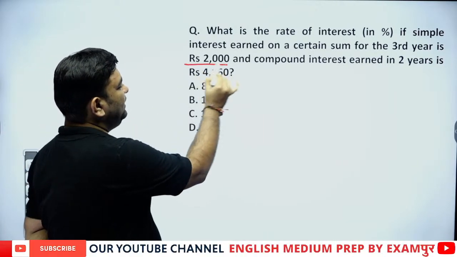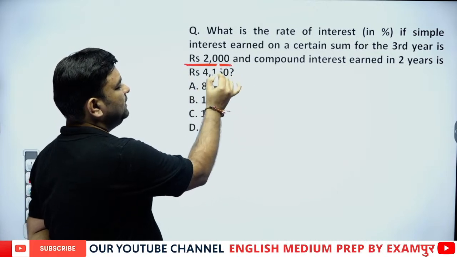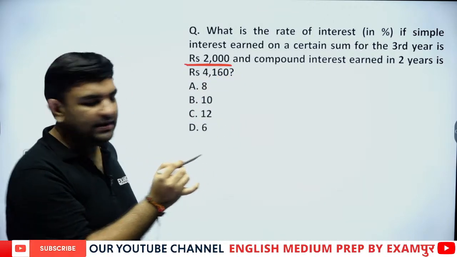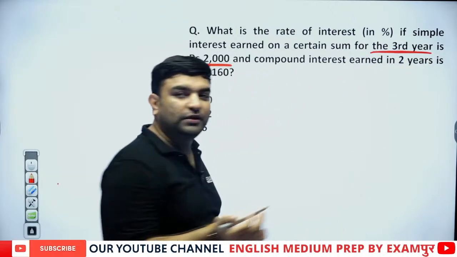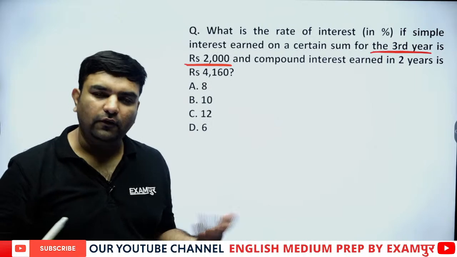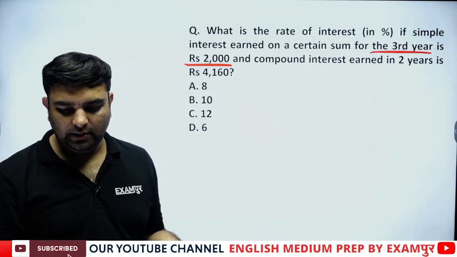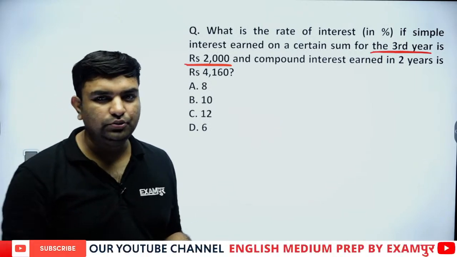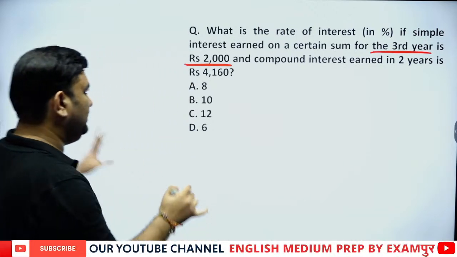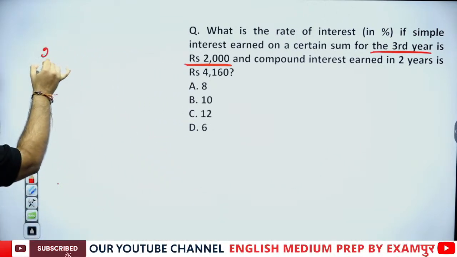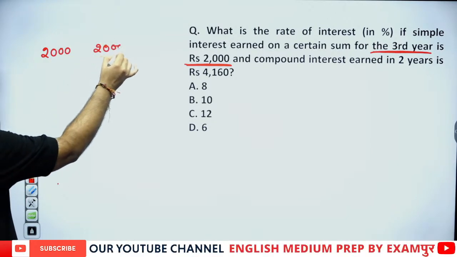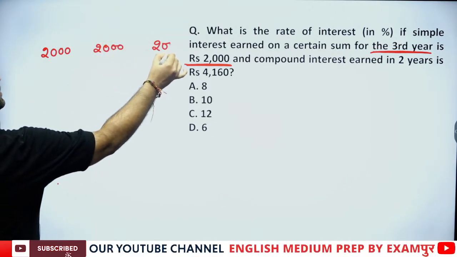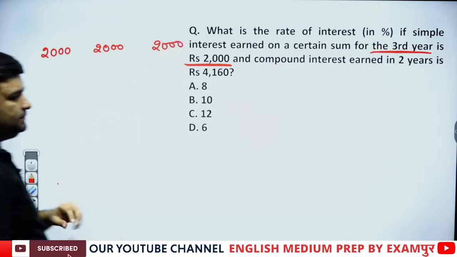Simple interest for every year is equal. So if for the third year it is 2000, for every year it is 2000 only. So we will say, sir, for every year simple interest would be 2000 only, because it is equal every year.